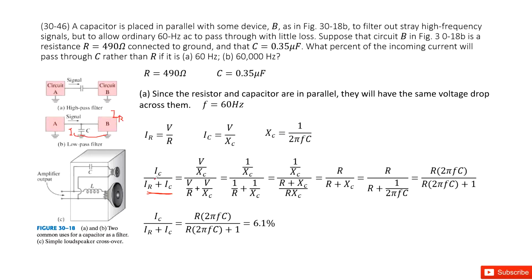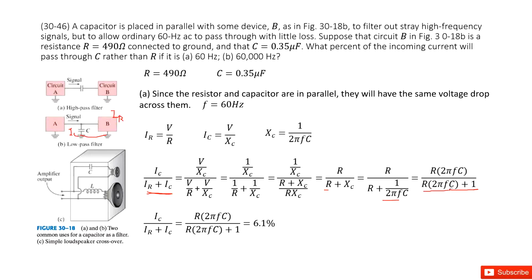Now, if we want the ratio, we put in IC and IR, and in this case V can be cancelled. Then we simplify the bottom side, and it looks like this. Then 1 over XC can be cancelled. After simplifying, we put in the XC, and it looks like this. Simplified, we get the final simple term.